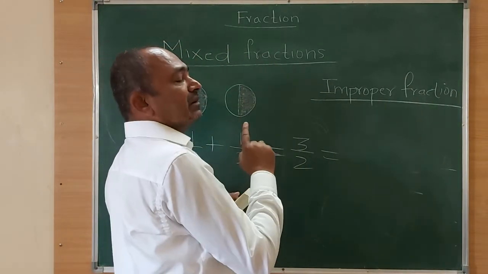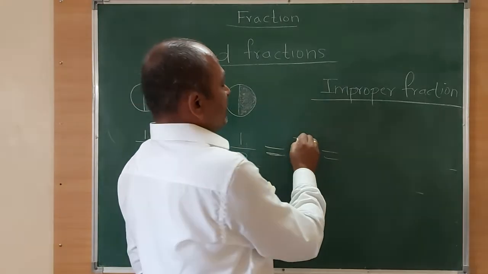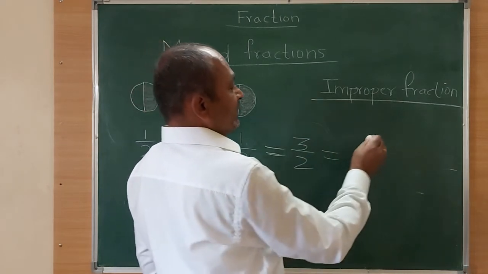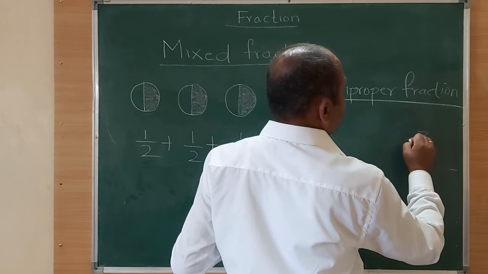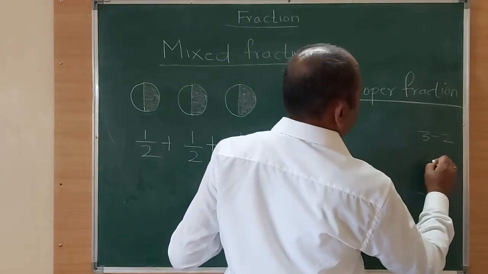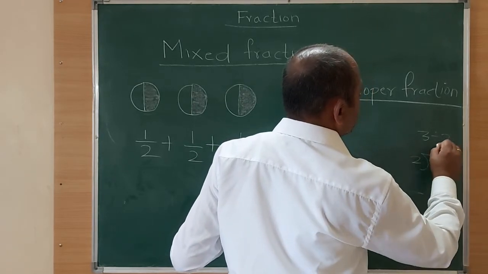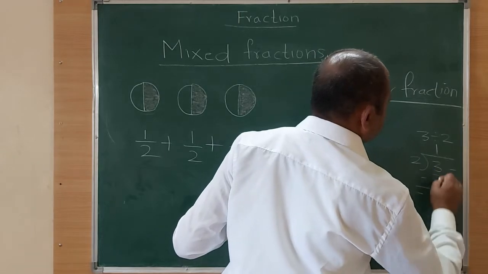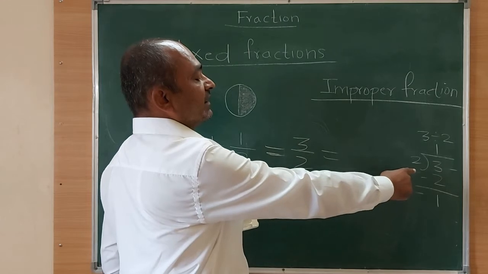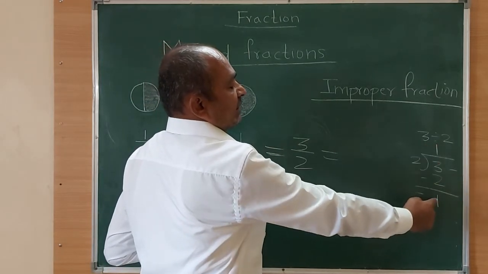An improper fraction can be converted into a mixed fraction. How can it be converted? Suppose the numerator is greater than the denominator, so 3 divided by 2. If we divide 3 by 2, 2 ones are 2, 3 minus 2 is 1. So we get quotient 1 and remainder 1.